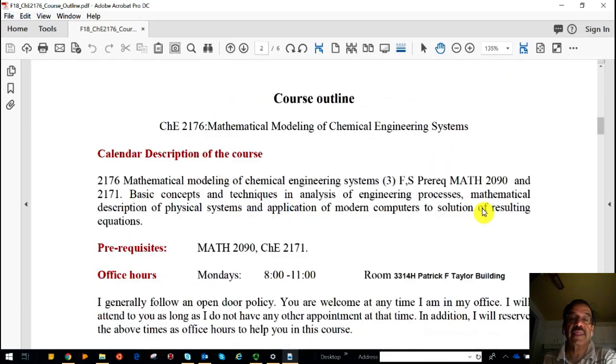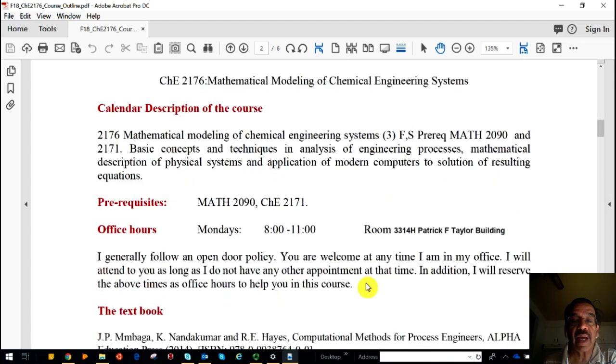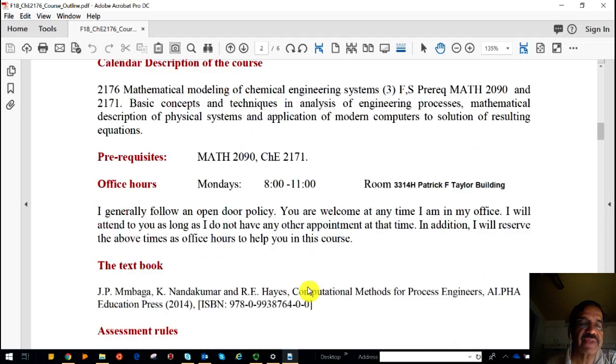The course outline essentially lays out what the prerequisites are and what the course outlines are. And my office is in 3314H, and I have scheduled office hours on Mondays from 8 to 11, but I will be available anytime for you to drop in. As long as I have no other scheduled meeting, you can drop in my office. So it's kind of an open door policy. And in addition, you can email me and fix up a particular time if the scheduled office hours are not convenient for you. I will try to help you as much as I can.